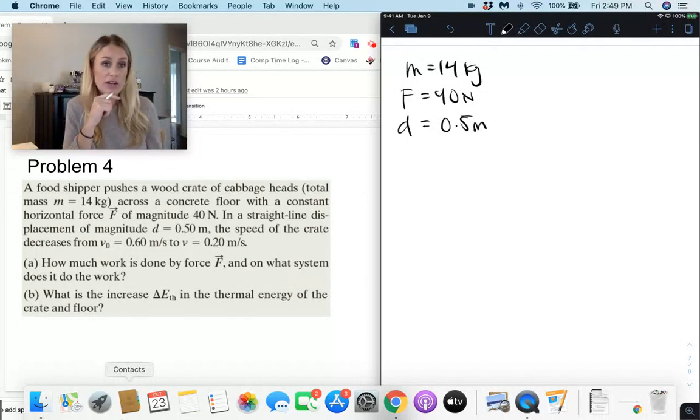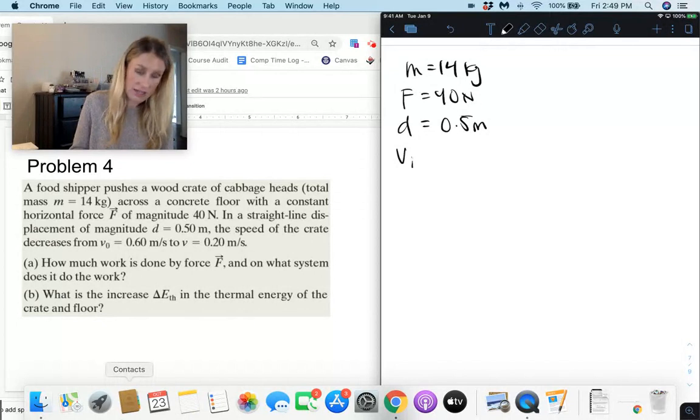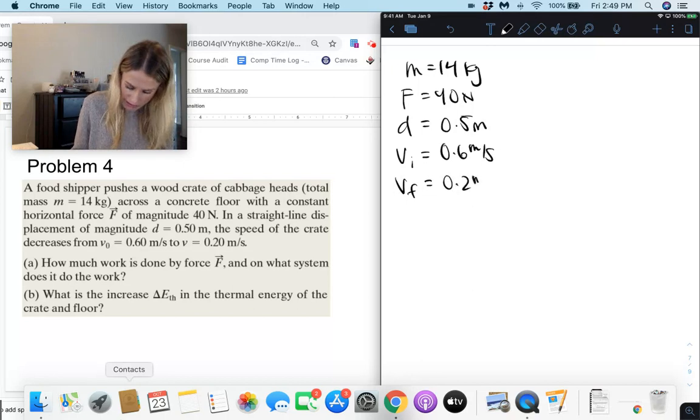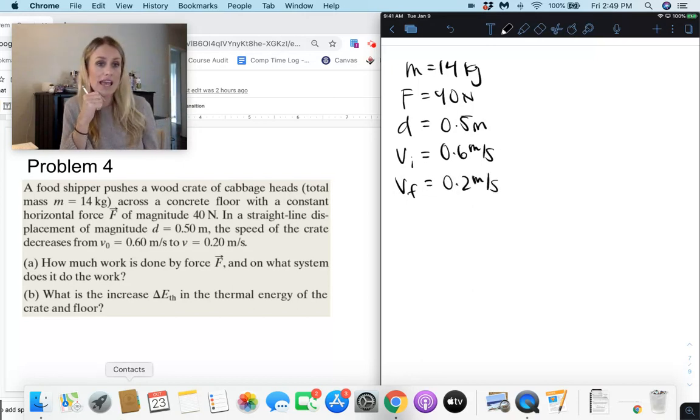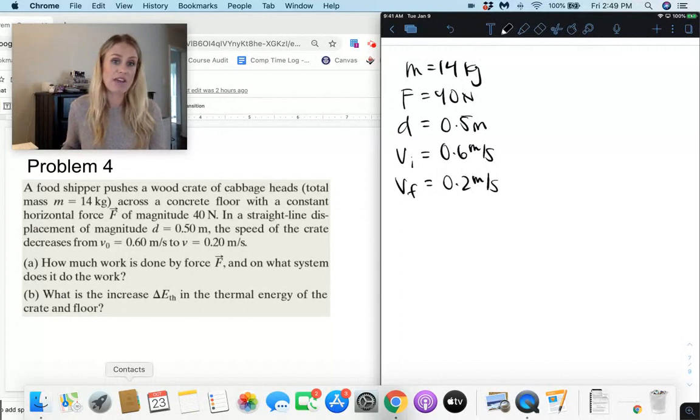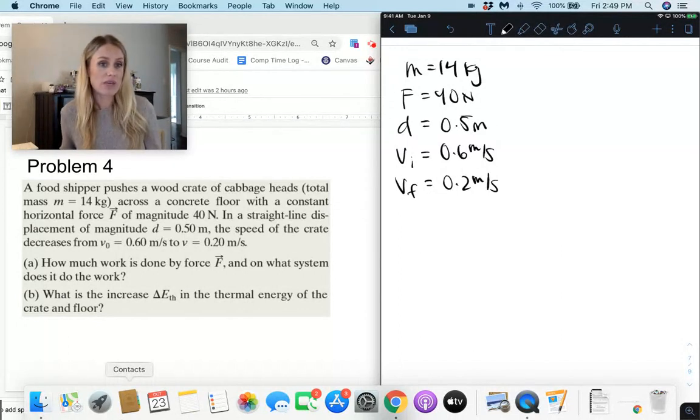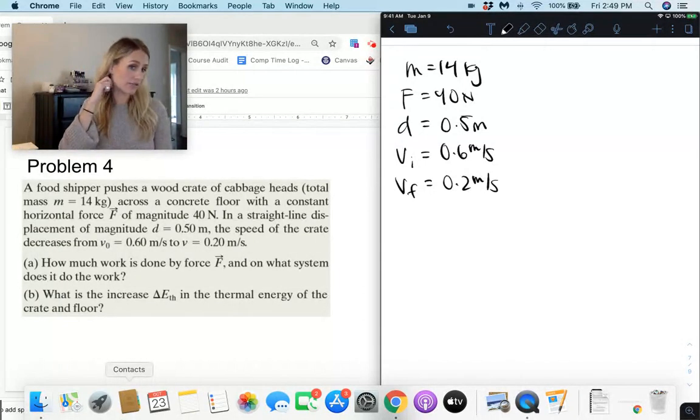The speed of the crate decreases from V initial of 0.6 meters per second to V final of 0.2 meters per second. A, how much work is done by the force F and on what system does it do the work? And then B, what is the change in thermal energy of the crate and floor?